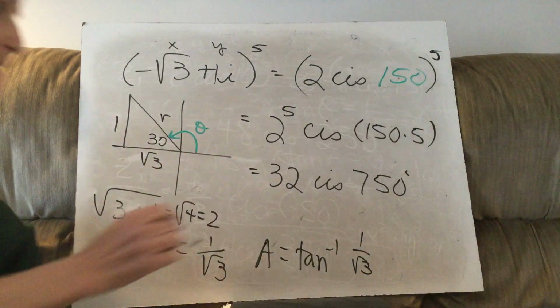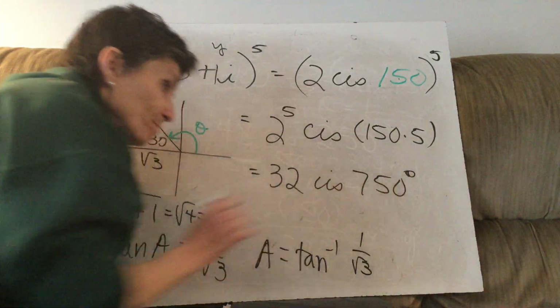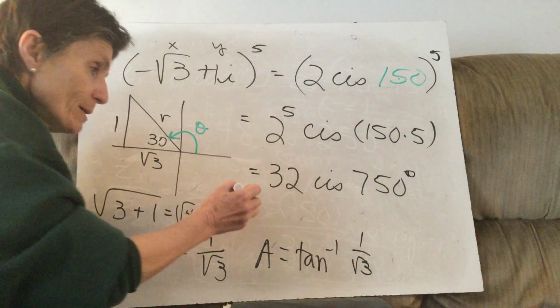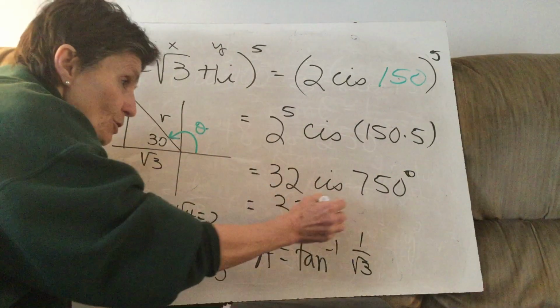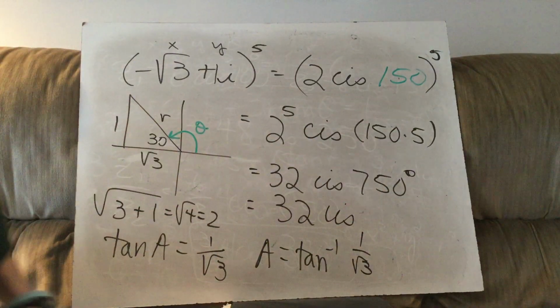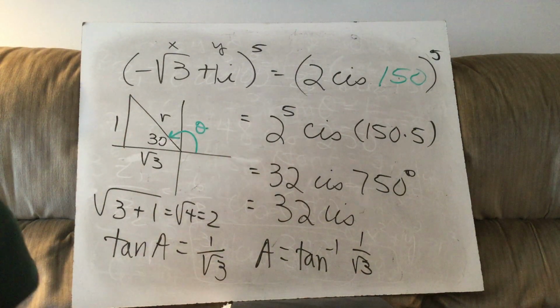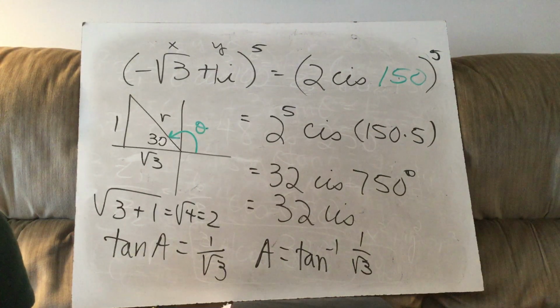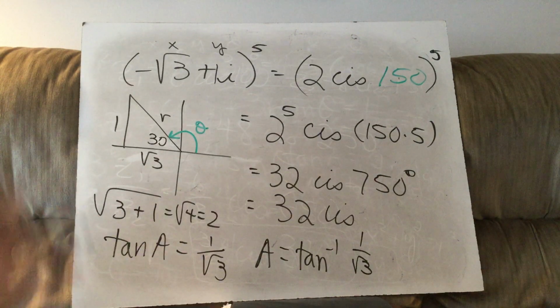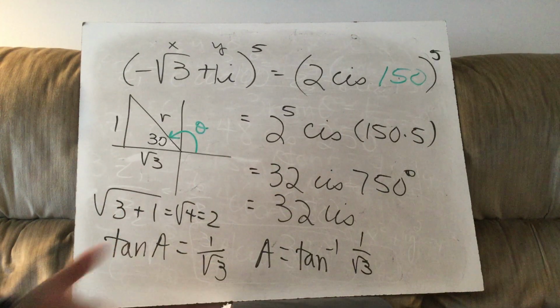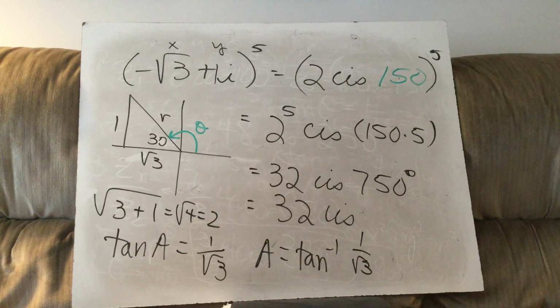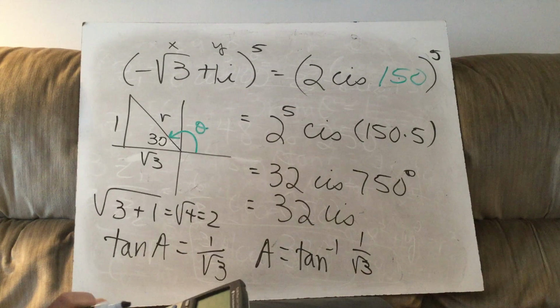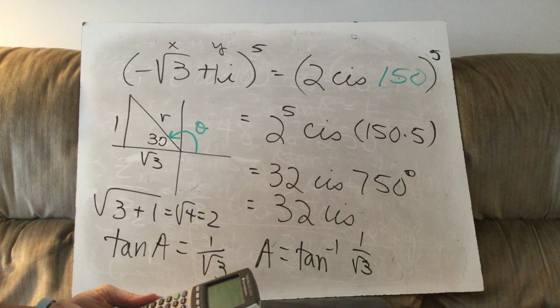And you're basically done. We have one issue, though. Can you see what the issue is? The issue is 750 is way too big. You cannot have an angle less than 0, and you cannot have an angle bigger than 360. So when it happens, and it happens in a lot of problems, you have to deal with it. So I want you to take that 750, and I want you to subtract 360.